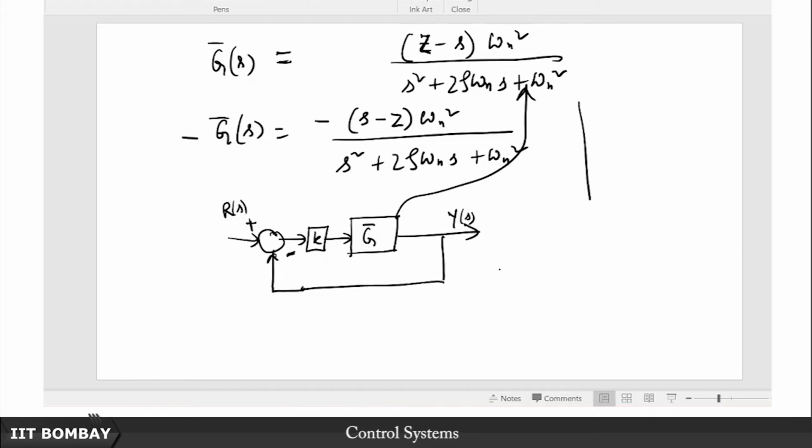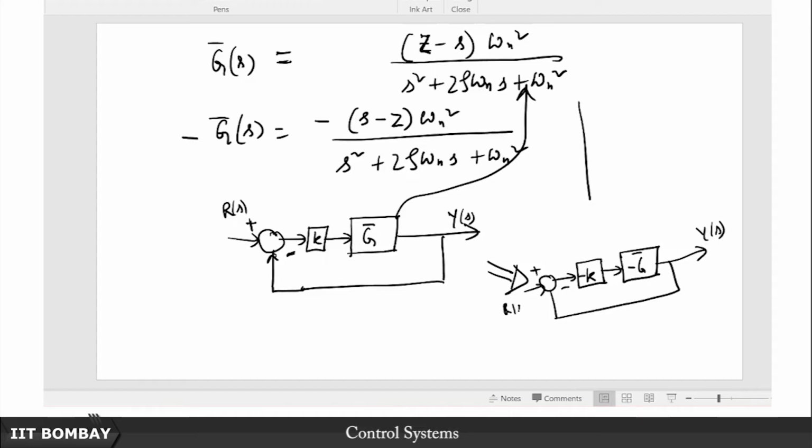What I can then do is I can translate this system to this minus G bar, and let me make this also minus K, okay. So this is plus, this is minus, right. So this becomes the system, Y of S, R of S. Now it is the equivalent system, no, because I have multiplied both by a minus 1, so there is no difference essentially between these two.